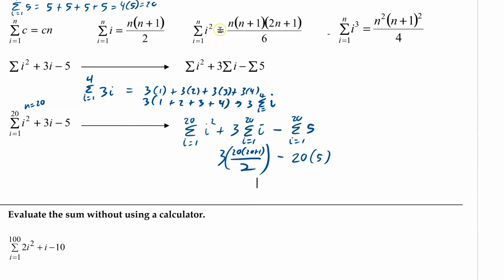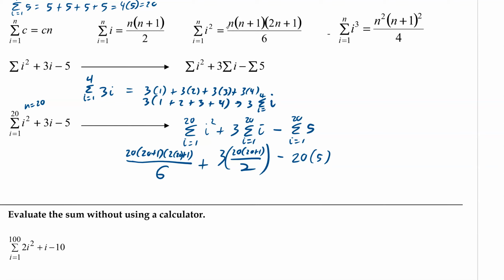The i squared is very similar. We do the same thing. So this would be 20, 20 plus 1, 2 times 20 plus 1, all over 6. Put a plus in there. I'm going to move that one over a little bit because it's a little too close.